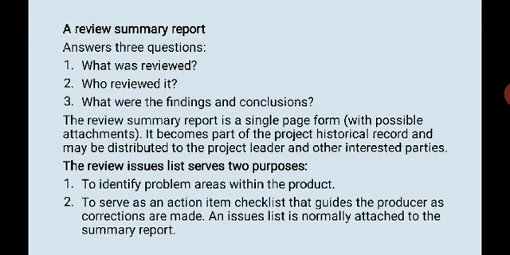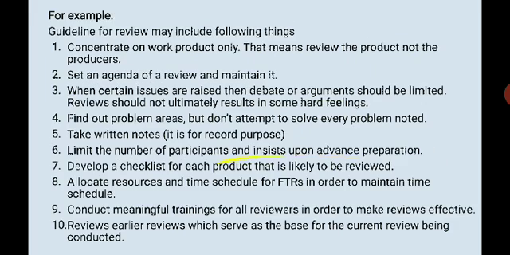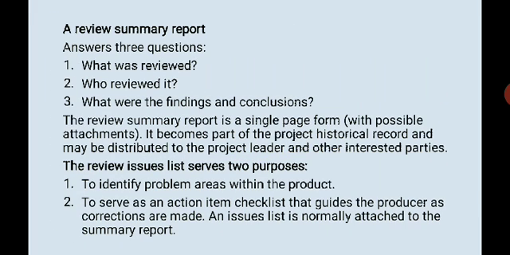Okay, then in the second point, review reporting and record keeping, a list is prepared and a summary report is produced. A summary report will contain answers to these 3 questions. What was reviewed, what kind of product are you reviewing, right? Who reviewed it, the number of persons reviewing it, right? And what were the findings and conclusions, what did you find in there? So there will be 3 areas: the name of the product being reviewed, who was reviewing it, and what were their findings and conclusions.